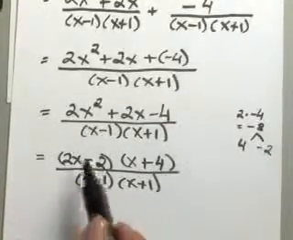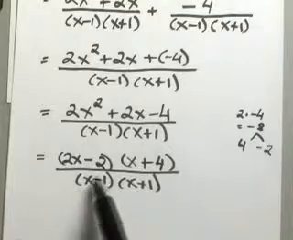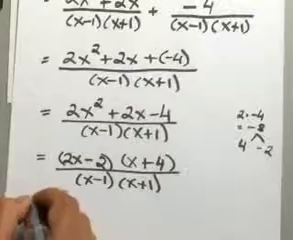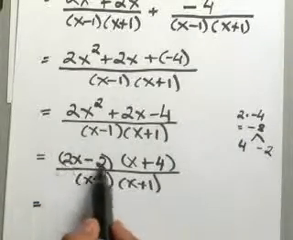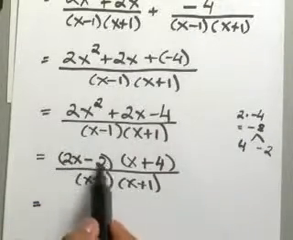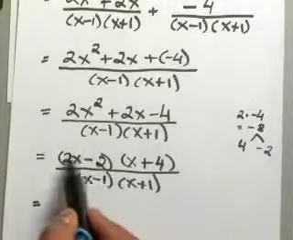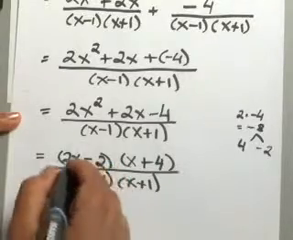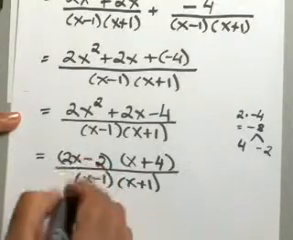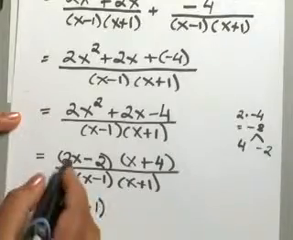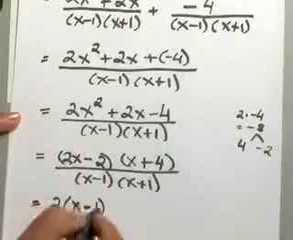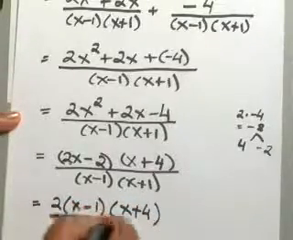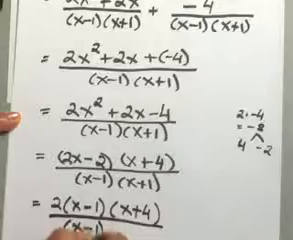Okay, now once you factor these out, you can see that we still don't have any common factors between the numerator and the denominator. But if you look at your first factor here, 2x minus 2, you can see that 2 is common between both our terms. So if we pull that 2 outside as our common factor, that will leave us with x minus 1, because 2 divided by 2 gives you 1. The x plus 4 stays the same, and of course your denominator stays the same.